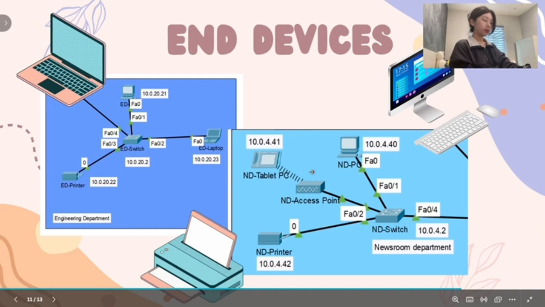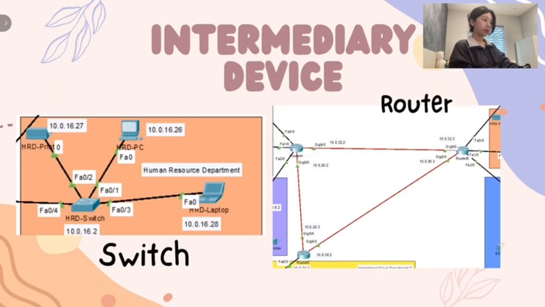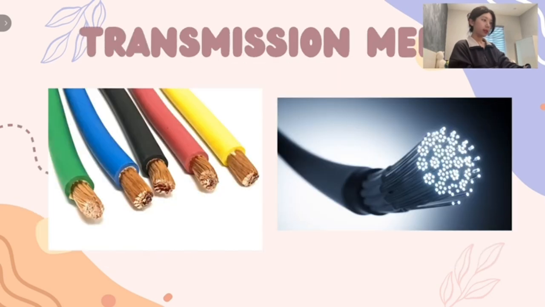And this will be the intermediary devices that we use. We are using switch, router, and also access point for the wireless connection in the production department. Lastly, it will be the transmission media.